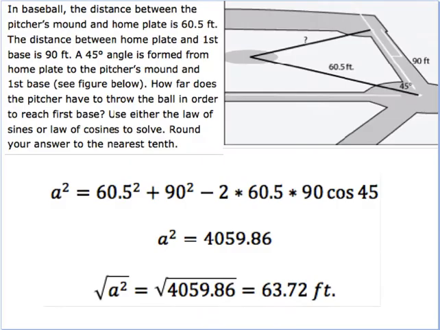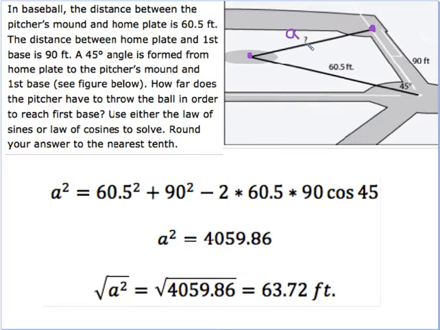Okay. This one, number 6, is very similar to a word problem that one of the groups had a couple of weeks ago. You have in baseball, the distance between the pitcher's mound and home plate is 60.5 feet. You've got a 45-degree angle here, and the distance from home to first base is 90 feet. And you are looking for this distance. Let's call that side A.